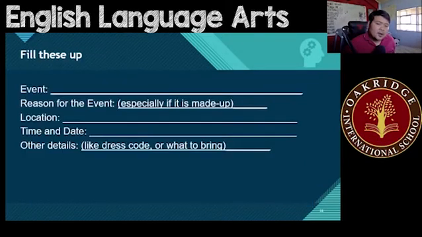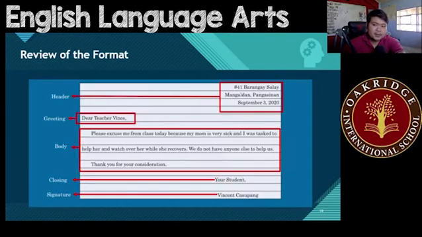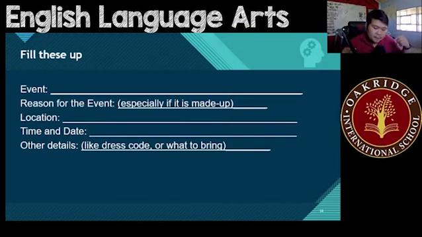Now, for you to be able to do this properly, try to fill these up. This is also going to serve as your pre-write. Fill these up: event, reason of the event, especially if it's a made-up event, location, time and date, and other details like dress code or who or what to bring. These are going to serve as your pre-write. So, come up with an event. It could be a made-up event.